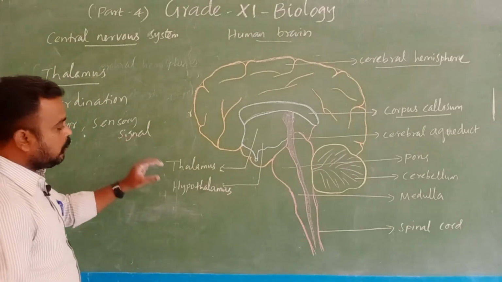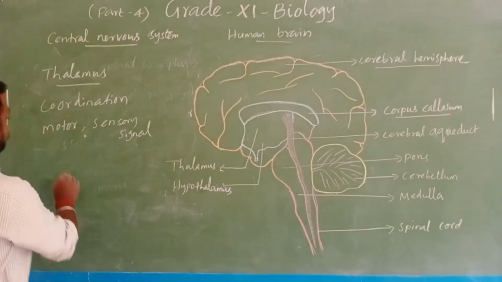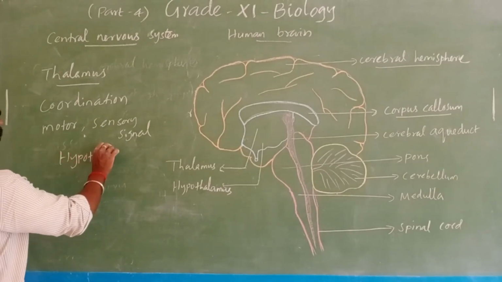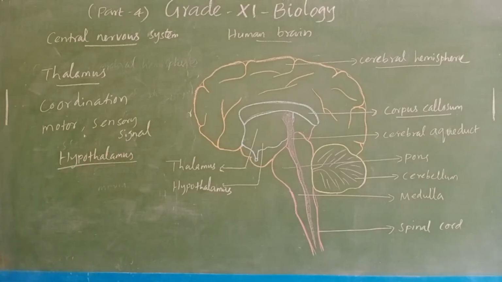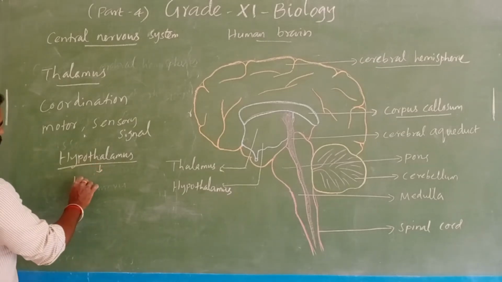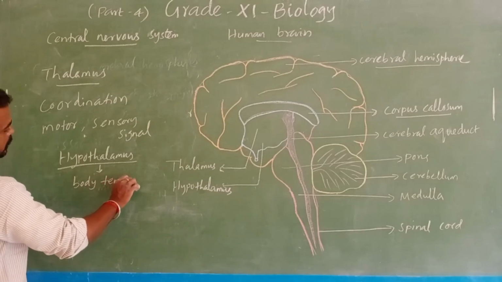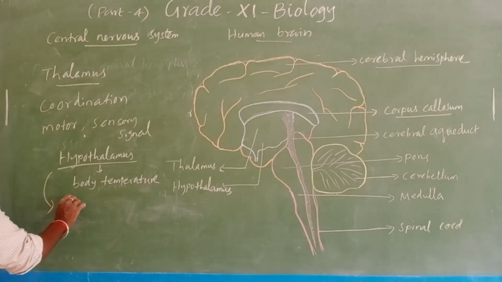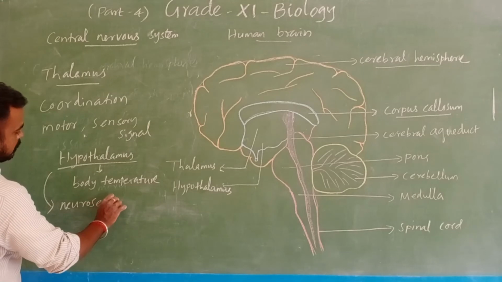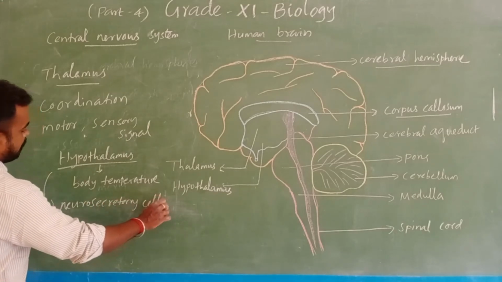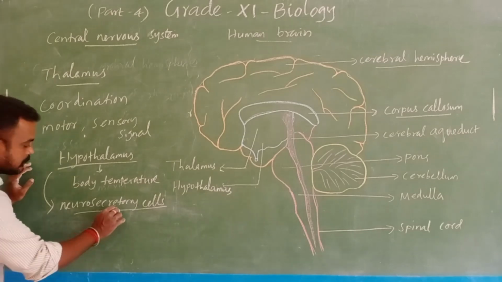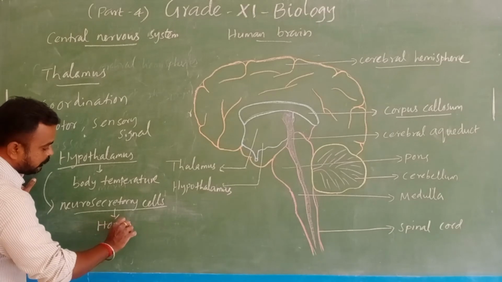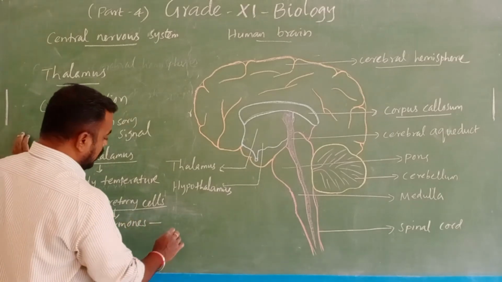The next one, the hypothalamus. Just below the thalamus, the hypothalamus is present. The hypothalamus function is to control the body temperature. And next, neurosecretory cells are present here in the hypothalamus. These are secretory cells which secrete hormones, so they are called hypothalamic hormones.